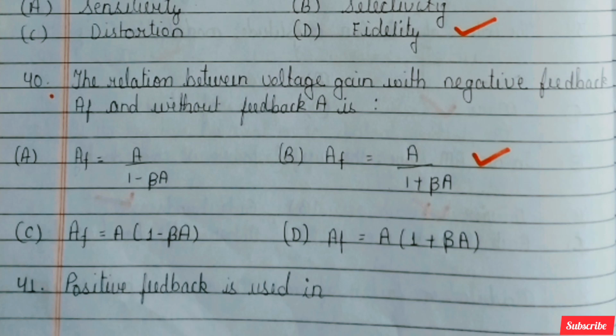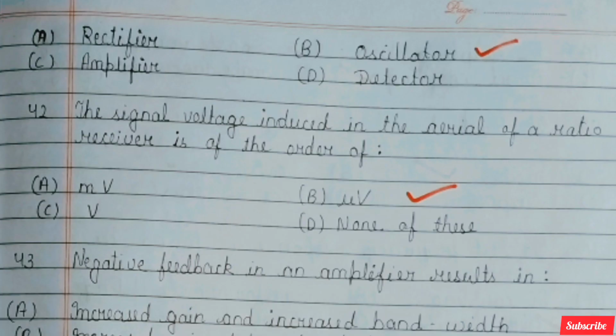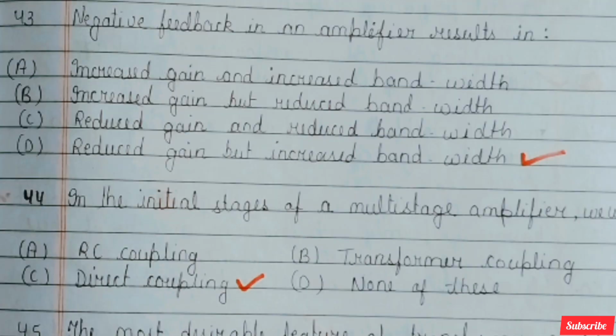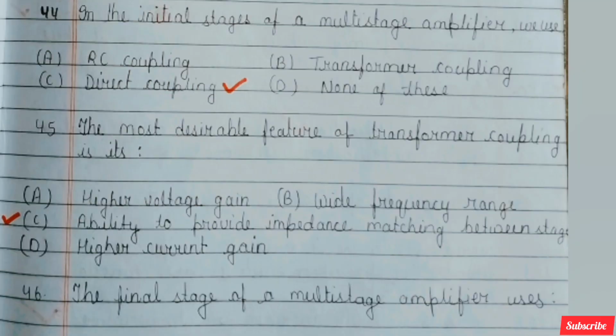Next question है the relation between voltage gain with negative feedback AF and without feedback A is. Option B is right. Positive feedback is used in. Option B is right. Next question है the signal voltage induced in the aerial of a radio receiver is of the order of. Option B is right. Negative feedback in an amplifier results in. Option D is right.